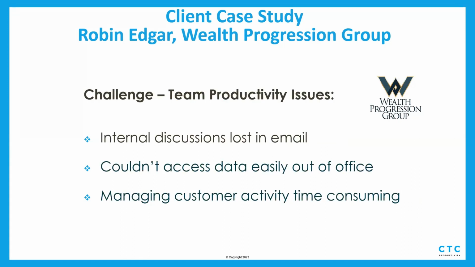The team productivity issues were that internal discussions were getting lost in email because they had too many emails. They couldn't access information when they were out of the office, so it really limited their productivity. And managing customer activity specifically was a really time-consuming task for all of them. That was one of the main reasons the CEO kept being in the business more than working on the business.